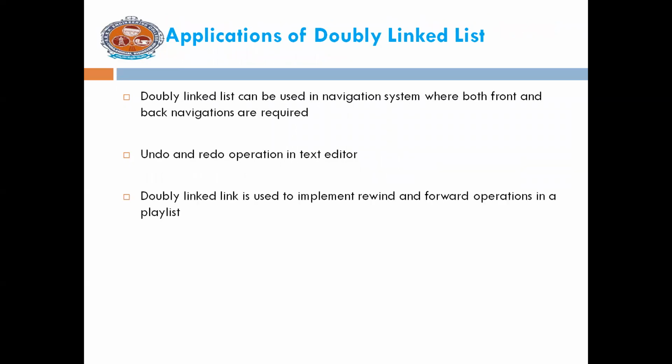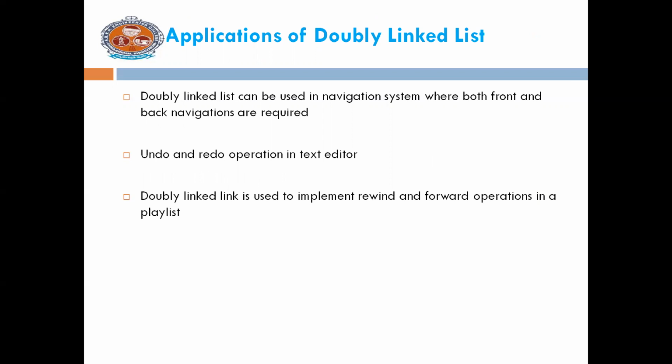And next are the applications of doubly linked list. A doubly linked list can be used in a navigation system where both front and back navigation are required. That is, in web browsers it will be useful. The next one is undo and redo operations in text editors. And the last application is that a doubly linked list is used to implement rewind and forward operations in a playlist.